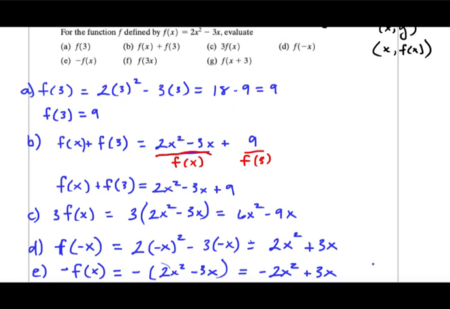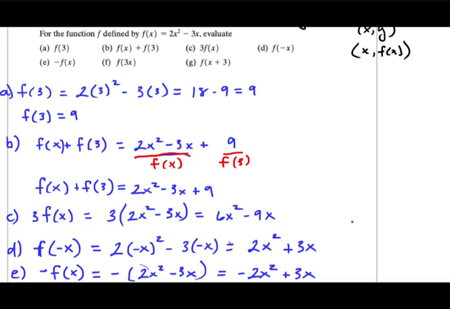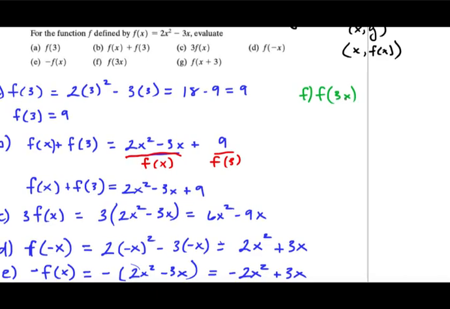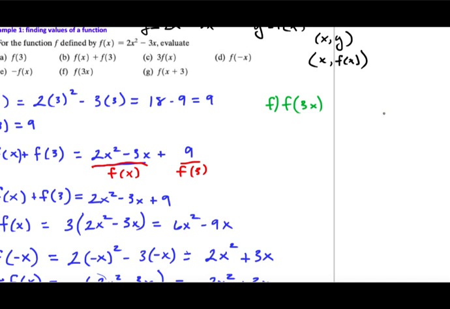Let's see if we can fit these all on this screen. So f of 3x. And again, now we are just replacing everywhere we see x, we are going to replace that with 3x. So this is equal to 2x squared, but now it becomes 3x squared minus 3 times 3x. So everywhere I see an x, I'm replacing it with 3x.